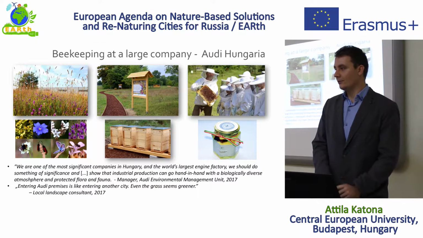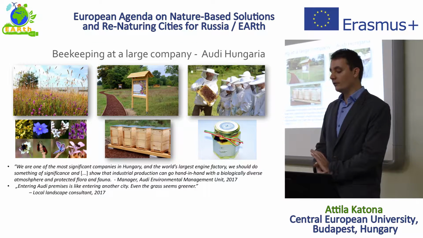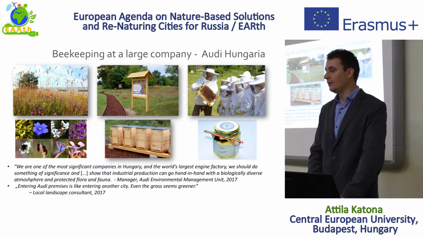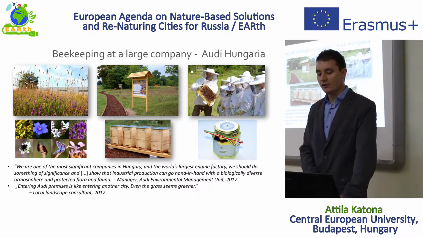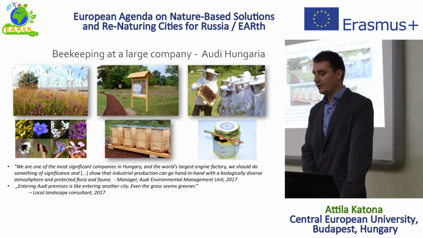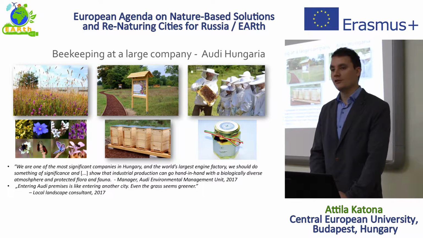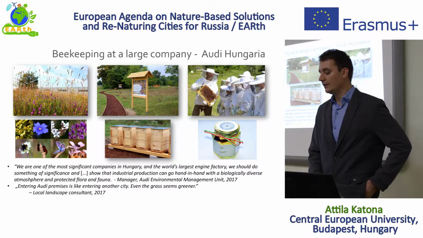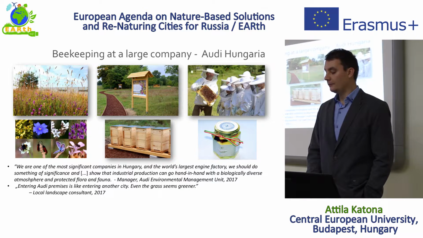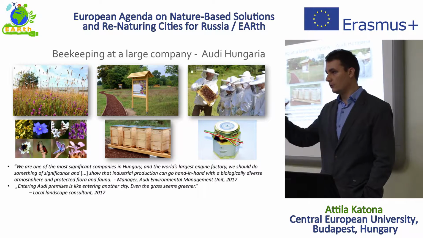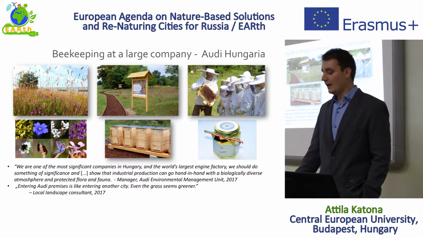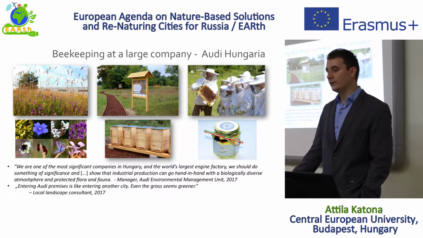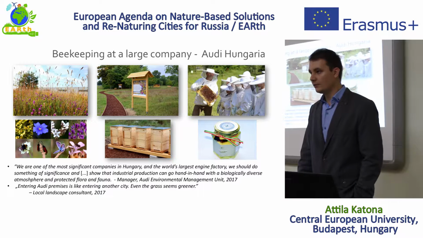The second case study, so group number 2, you will focus on more of a company-based initiative. This is from Hungary, from the Audi Hungaria company, which is a larger engine manufacturing company that is in Győr. They have a larger green space. So between their factory buildings, they have a huge green space. About 70% of the space is green. And what they have done is they have restored this green space.